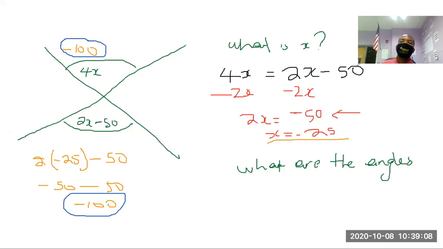That's how we combine our vertical angles when we're solving for them, and also figuring out what the x values are. We're going to do one more example, but this time with a straight angle.